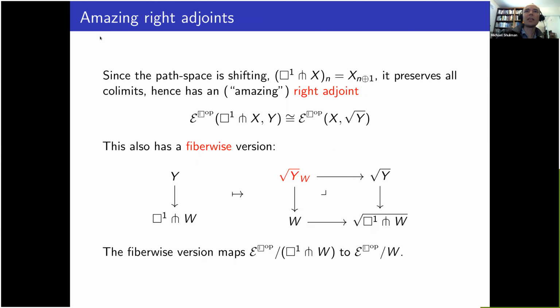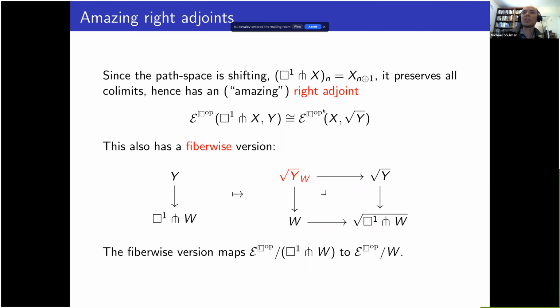The other thing that we need is these things that are sometimes called amazing right adjoints. This is also true for any cube category because the path space is defined by shifting. Since colimits in a presheaf category are pointwise, this shifting operation preserves all colimits. And so it's cocontinuous, and the adjoint functor theorem gives it a right adjoint. So this path space is defined as a right adjoint, but it happens to have a further right adjoint, which is often denoted with this square root operation.